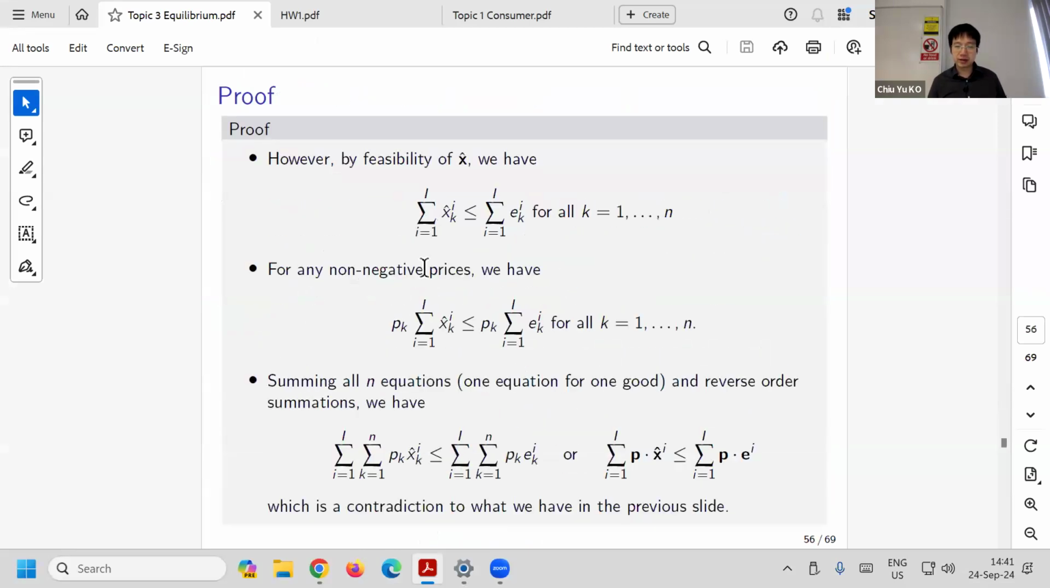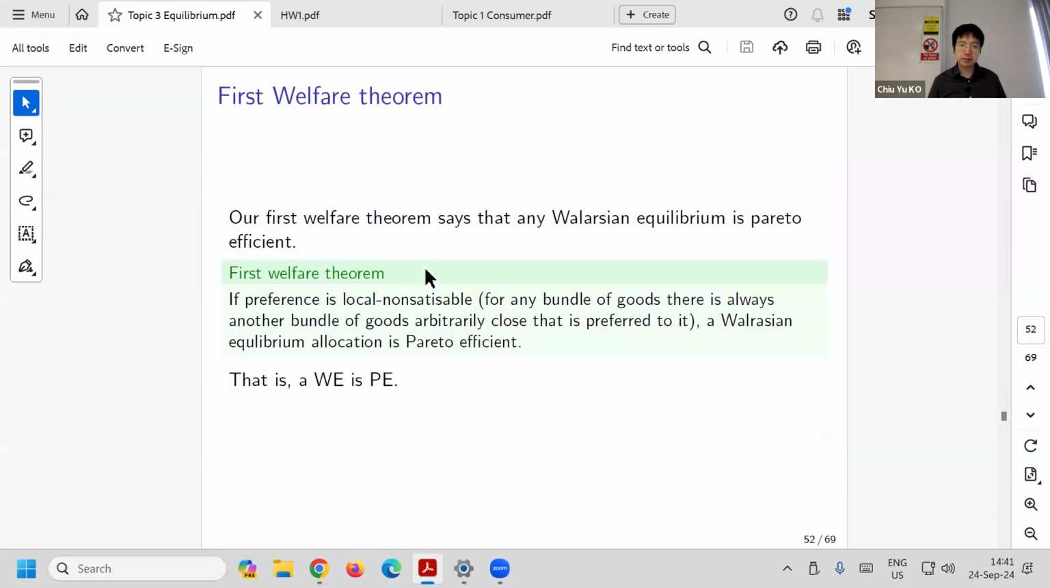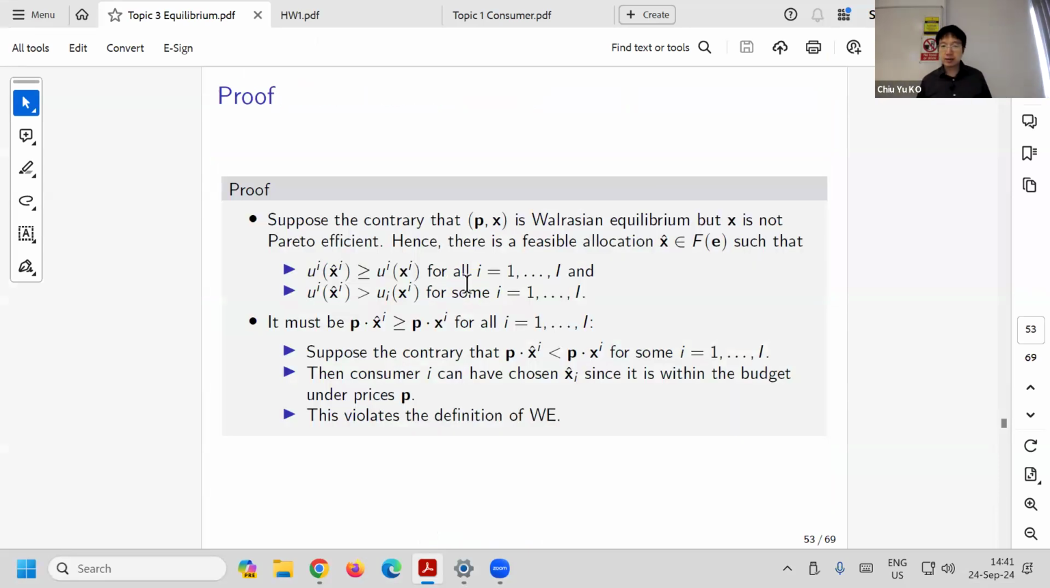The proof is just like 4 pages, but I don't want to ruin your afternoon by actually proving the thing. But I can sketch the idea. The idea is very simple. If there is something that can improve, actually evaluate your budget constraint. So that is the idea.